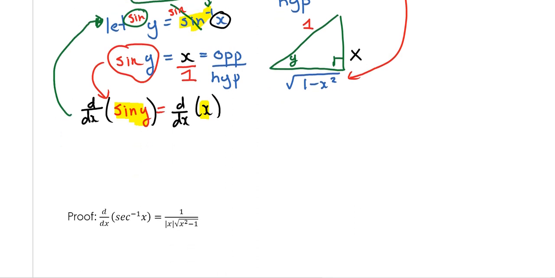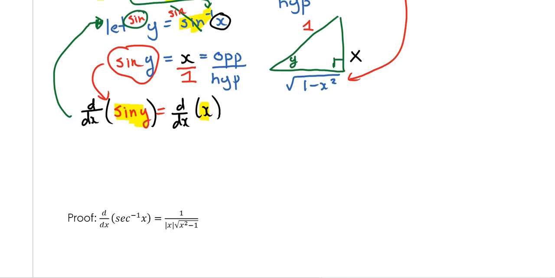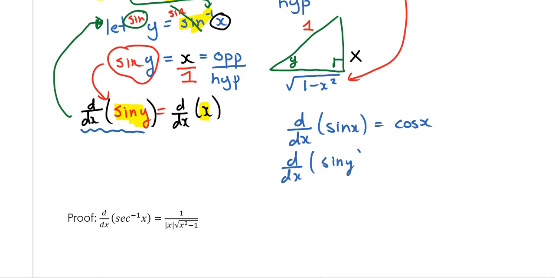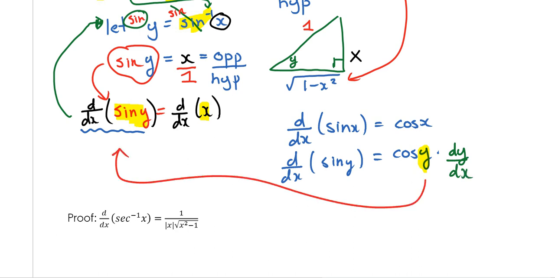Okay, so now the question is, what's the derivative of sine y? Now going back to some previous notes, the derivative of just a regular sine x is going to be cos x. So if I want to take the derivative of sine y, that's going to be the same thing as cos y, but then I need to apply the chain rule and take the derivative of y, which is going to be dy by dx. Okay, so this expression right here is that guy right there.